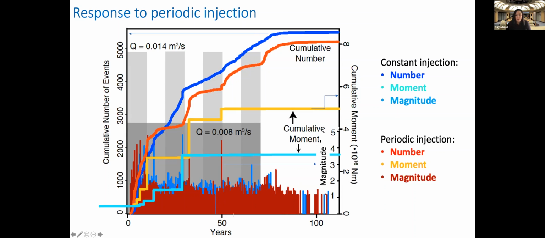Okay, so what we can see if we compare the results of both of these simulations is that constant injection rates produce a completely different pattern of seismicity, resulting in an overall higher number of events. But those events tend to be smaller, because the total seismic moment release in the constant injection rate simulation is about half that of the periodic injection.